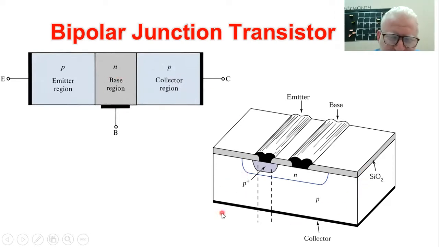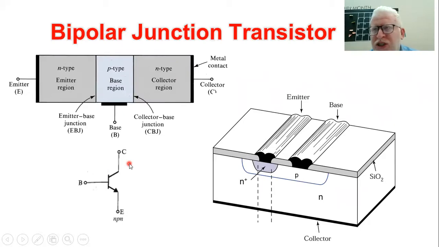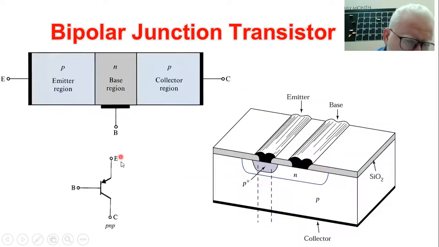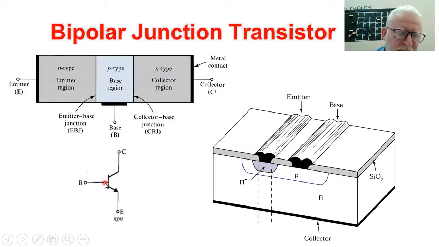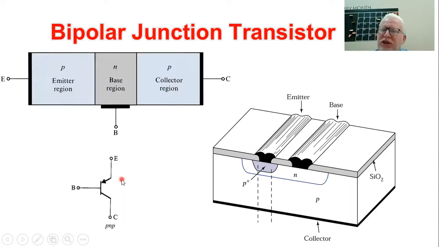Similarly, we start with the P substrate, then we have an N doped well, and then we have a P doped well inside the N well. So we have P and N and P, as you can see, and as you can see in the schematic, you can differentiate between these two schematics using the direction of the arrow. In the NPN case, the current is going toward the emitter. However, here the current is going from the emitter. So the current here is outgoing from the emitter. Okay, so this is the configuration.